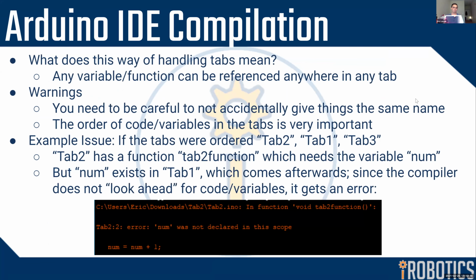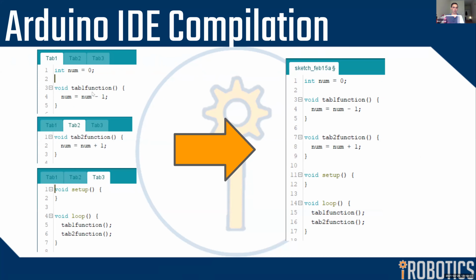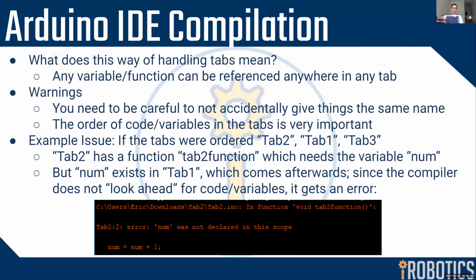So what does it mean? You can reference any variable anywhere in any tab. So you can see here num is defined on line 1, integer num equals 0. And then on tab 2, it says num equals num plus 1. There is no num on tab 2, but it knows about it because it is on tab 1. So you can reference things that way, and they don't need to be right next to it, which is a little bit harder to read in my opinion, but it's something you can do if you want to organize your code that way.